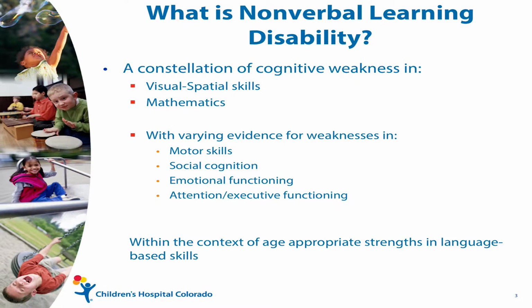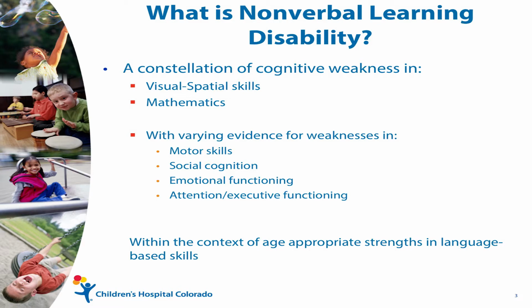Regardless of whether or not the label is one that we use, we do see a constellation of weaknesses. Briefly, before we talk about some of the history, what is nonverbal learning disability? What are we talking about when we use this term? The term can be a little confusing because you hear the word nonverbal and you think, does that mean they can't talk? But in fact, these are individuals who have notable strengths in language skills. The weaknesses we tend to see are actually in visual spatial skills and in mathematics.